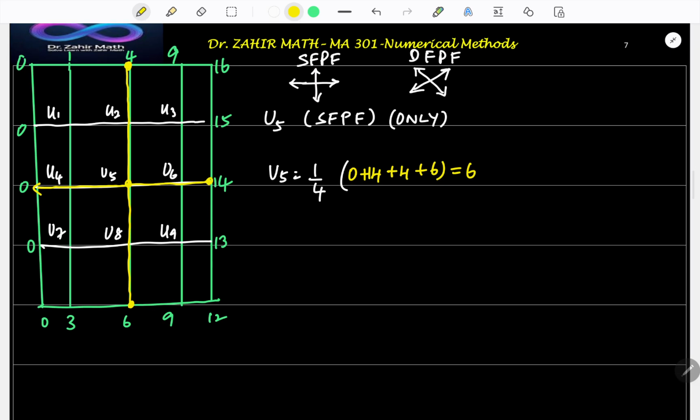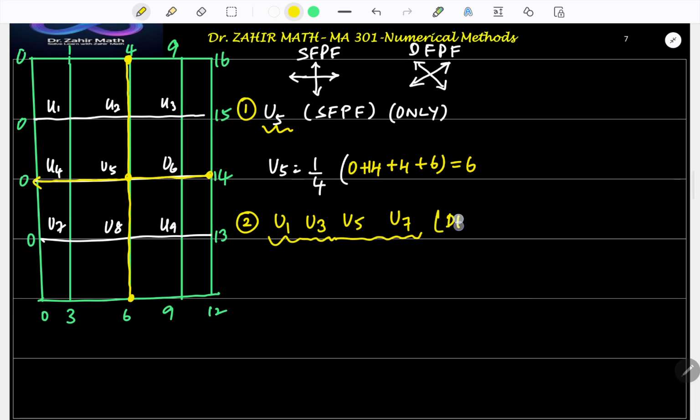Now, this is the first step. Step number 2 is you're going to find the odd values u1, u3, u5, u7. You're going to calculate these points. All these you are going to calculate using DFPF. DFPF means diagonal 5-point formula. Standard 5-point formula.